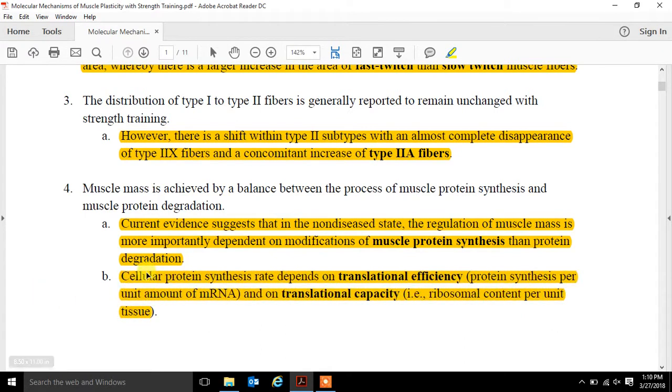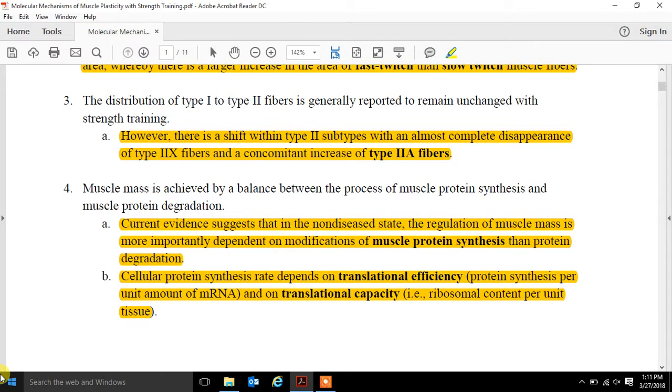And this rate is dependent on translational efficiency. So this is the protein synthesis per amount of messenger RNA. This is why we had to cover this stuff at the beginning of the semester. You've got this template of messenger RNA. Well, how much protein are you actually making from that messenger RNA? So that's translational efficiency. And then there's translational capacity.